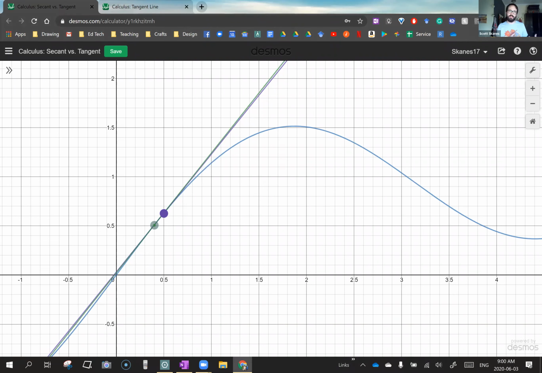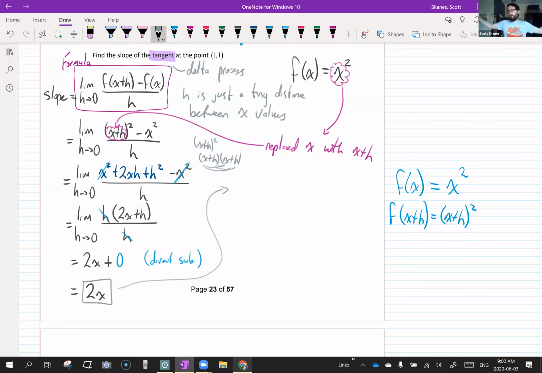That's what the delta process does. So I'm never going to ask you to explain the whole secant and tangent process. All I'm going to do is ask you to use the delta process. Okay, I'm just going to ask you to use the formula. So maybe that'll help you relax. Maybe.